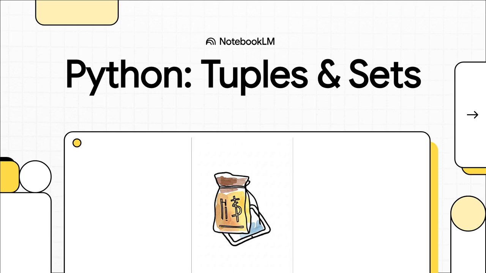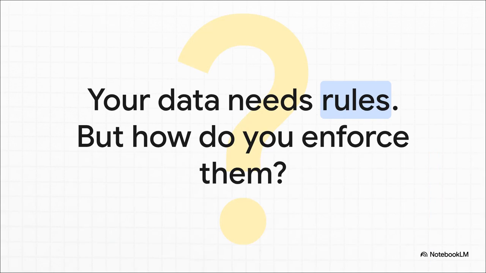Okay, let's get into it. Just think about it for a second. A list lets you do pretty much anything. Add stuff, remove stuff, change stuff whenever you feel like it. And that flexibility is awesome. But sometimes it's actually a problem. What if you're storing data that you need to make sure never, ever changes? Or what if you have a huge collection of items and you absolutely cannot have any duplicates? A regular old list just can't enforce those rules for you.